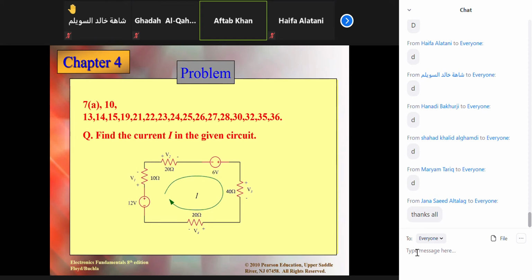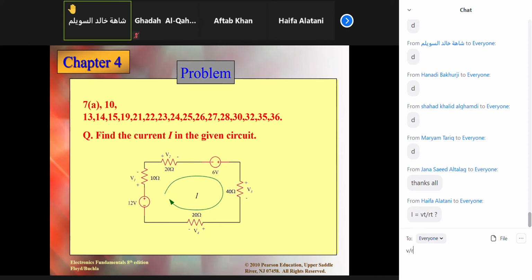How can we solve this question? This question has multiple sources, girls. This time you can see multiple sources here. So they are asking what is I. Calculate the I. How are you going to calculate? It will be I equal to 12 plus 6 over 40 plus 20 plus 20 plus 10.